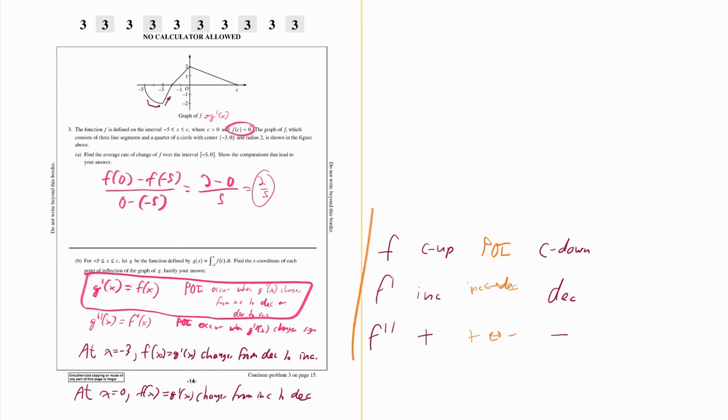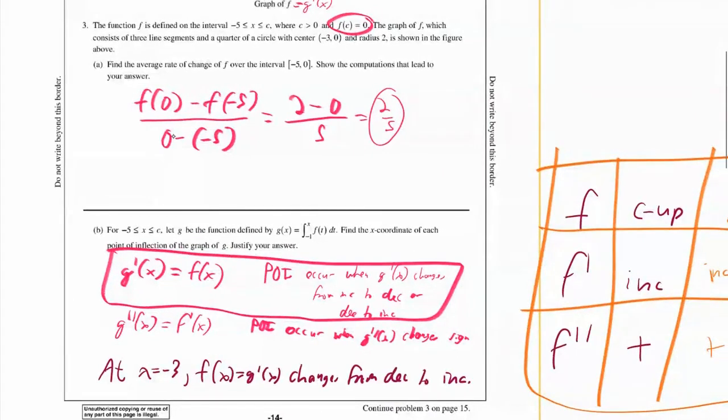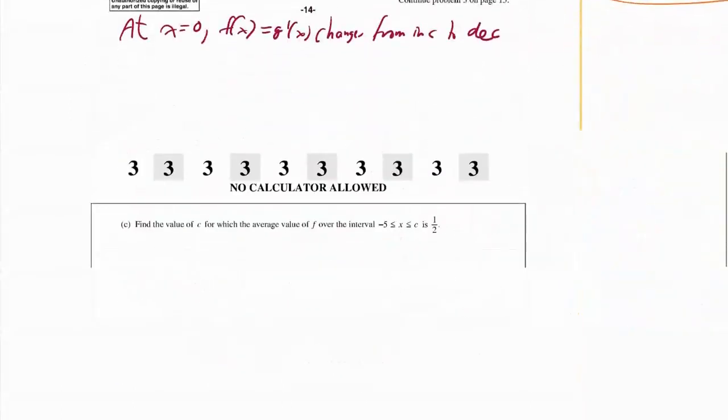So this is a chart that you really need to also have in your mind, because this question defined a function that was not part of the graph. It defined an accumulation function right here. And to answer the question about the point of inflection, you had to know how to take a derivative of the accumulation function. Okay, moving on.